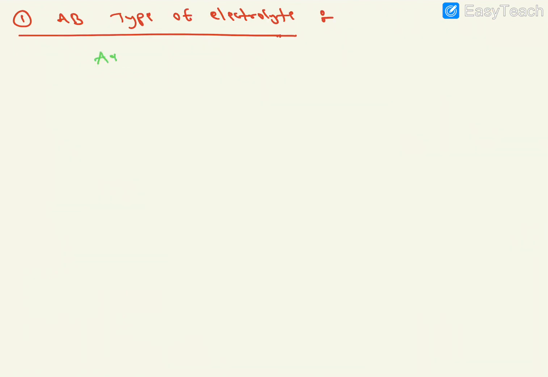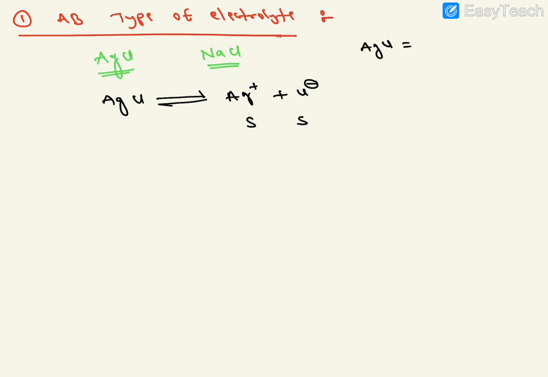Let us see some examples. Here AB type electrolytes, right? AgCl is a sparingly soluble salt, and we are adding sodium chloride, which is a strong electrolyte. What happens here to the solubility product? Let me explain very clearly. AgCl dissociates into Ag plus ion and Cl minus ion, each with concentration S.